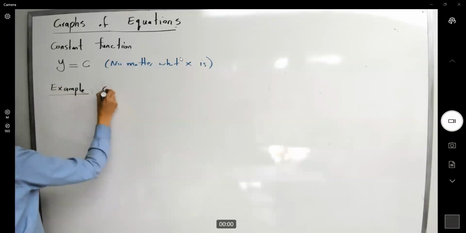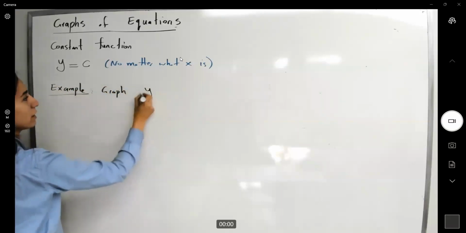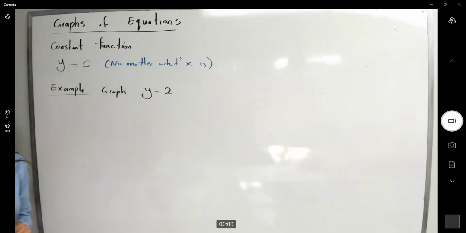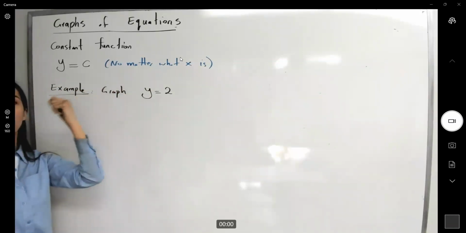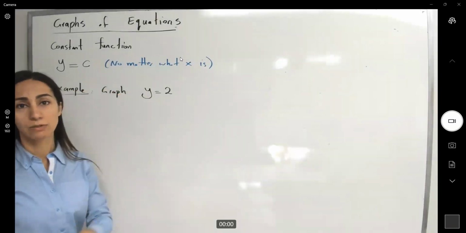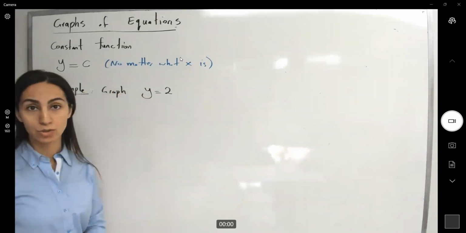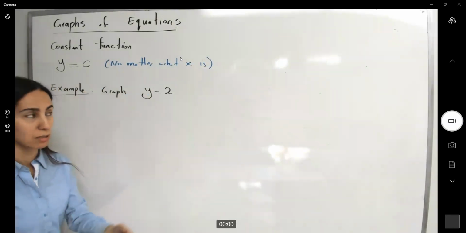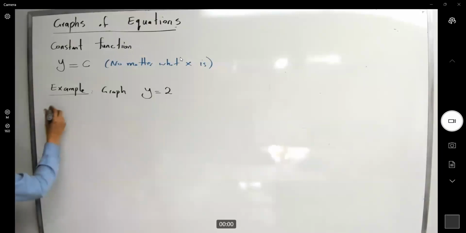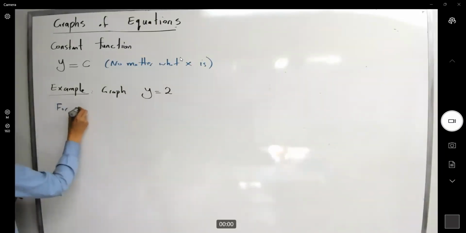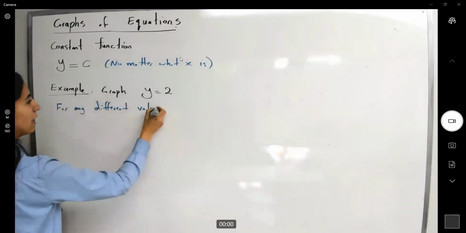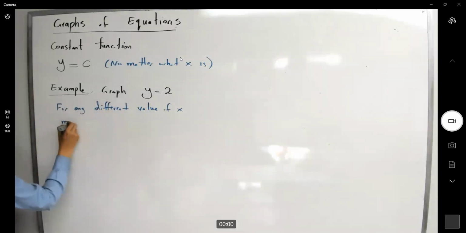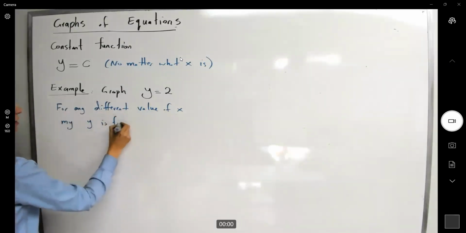Example says, graph y equals 2. Okay, y is 2. What's the meaning of that? It means that no matter what my x is, if x is 1, y is 2. X is 2, y is 2. X is 3, y is 2. For any different value of x, my y is fixed.